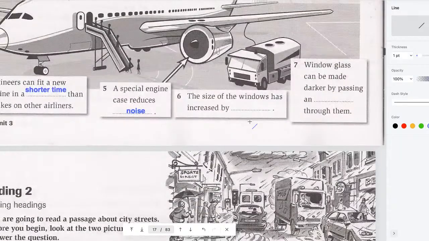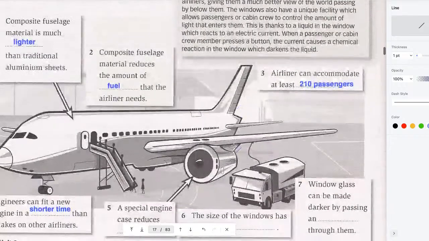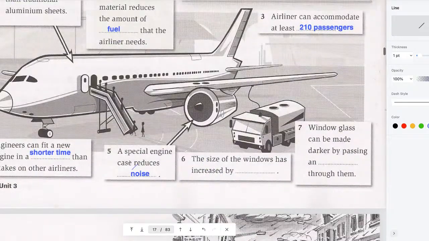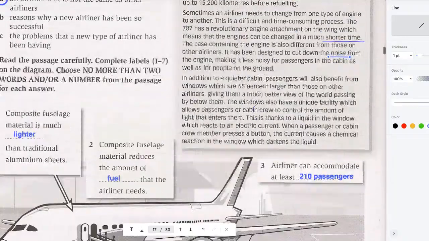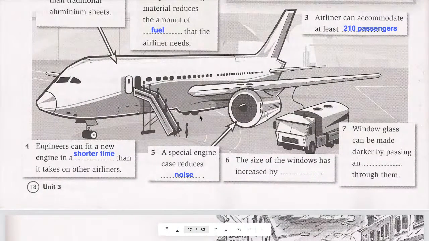Now tell me some similar words and phrases. I can see case, right? The case, and here we have case. Reduces means... No, I want something from the passage.